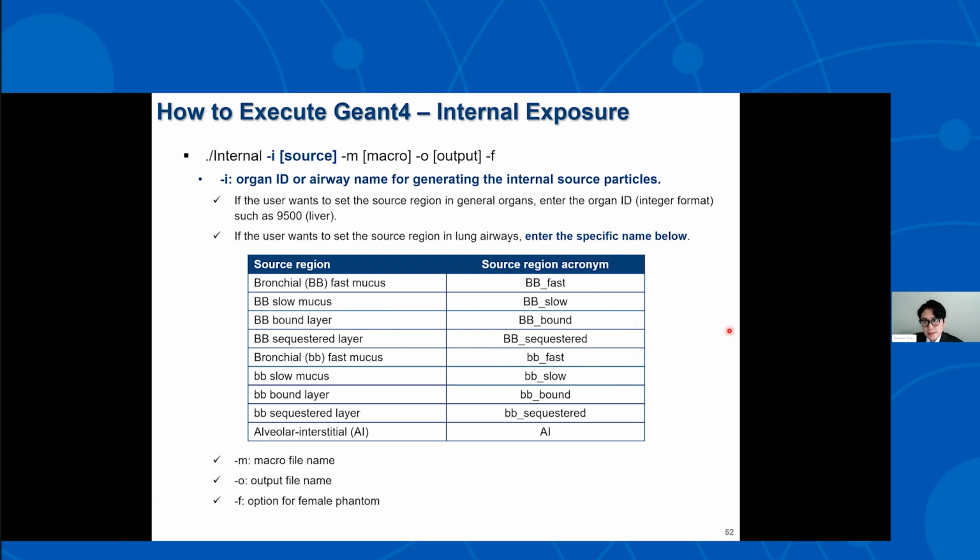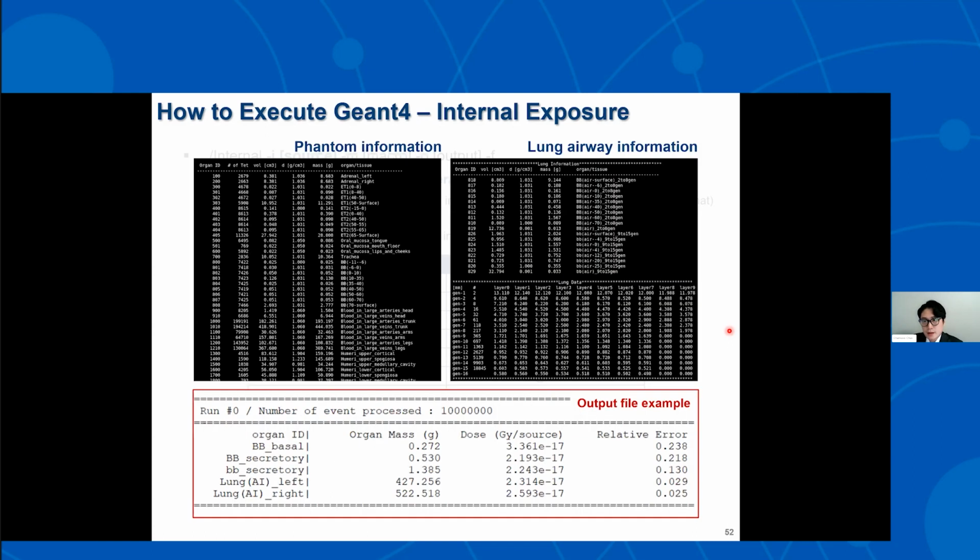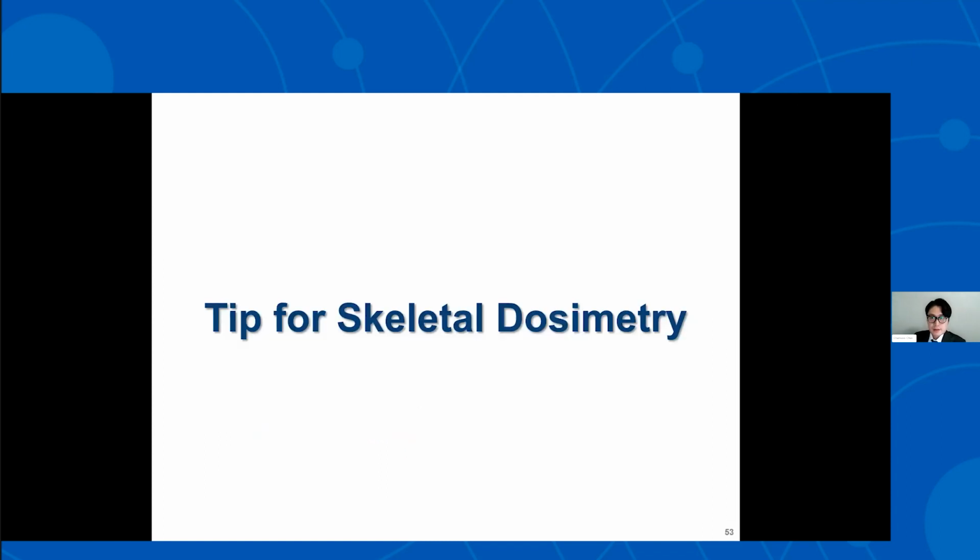After we run these examples, the lung airway information is again output along with the phantom information, and we can get the mean absorbed dose for lung airway target regions. This concludes the explanation of all the electronic files. All folders contain the README files, including the detailed explanation, so I believe they will also be of great help to the users. And additionally, I'd like to give you one tip regarding the skeletal dosimetry.